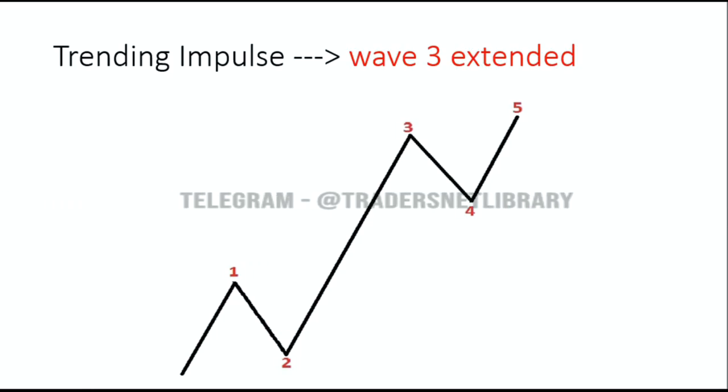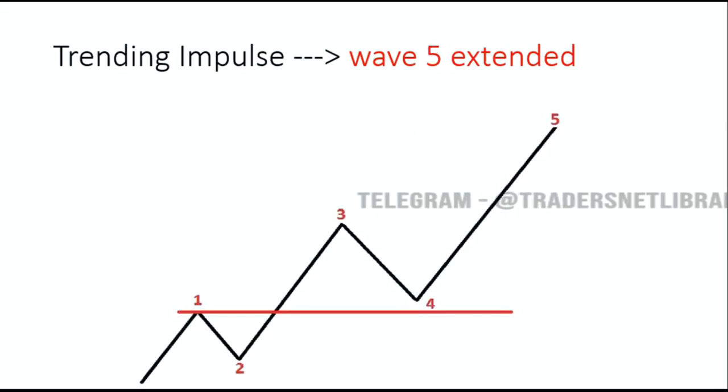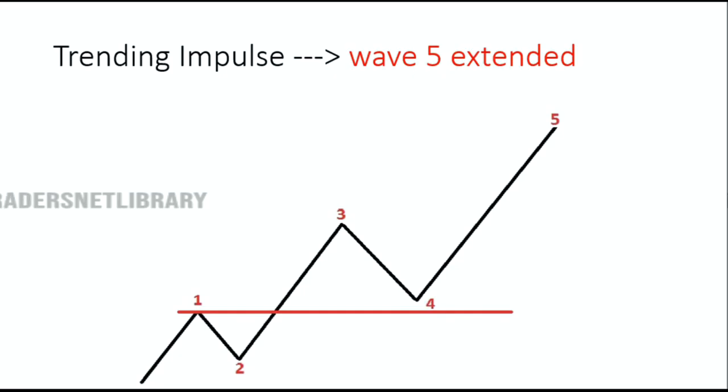When wave 3 extends, we expect wave 3 to be more than 161.8% of wave 1. When wave 5 extends, wave 3 is at least 100% equal to wave 1. In this case, wave 4 is bigger than wave 2 in terms of price and time. When wave 4 is larger in price and time than wave 2, the channel lines will be divergent.